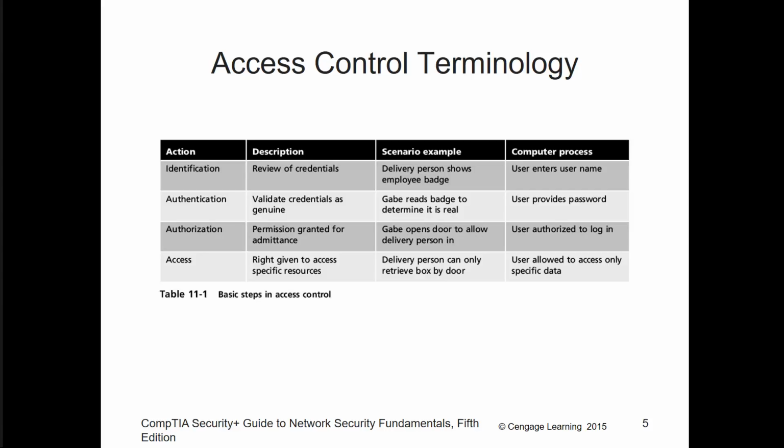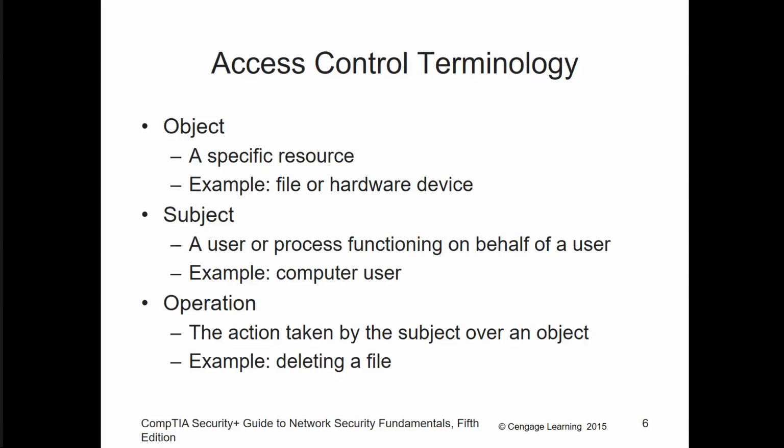Here's another set of examples for authorization, authentication, identification, and a new one, access, and that's going to be the rights or permissions given to specific resources. Additionally, we have to talk about objects, subjects, and operation. Object is a specific resource. Subject is typically a user or a process functioning on behalf of a user. Operation is the action taken by the subject over an object. Subjects are typically people, objects are resources, though sometimes people can be objects.